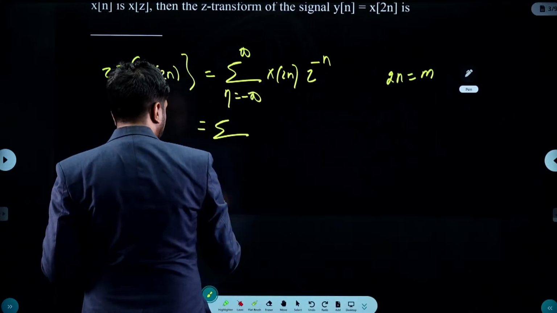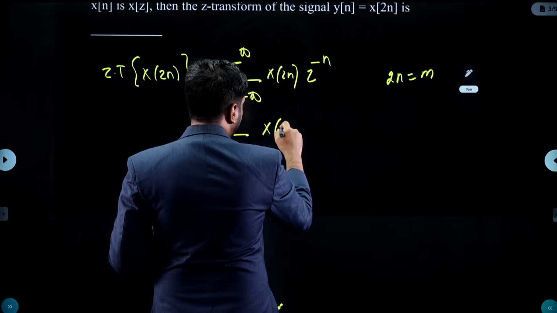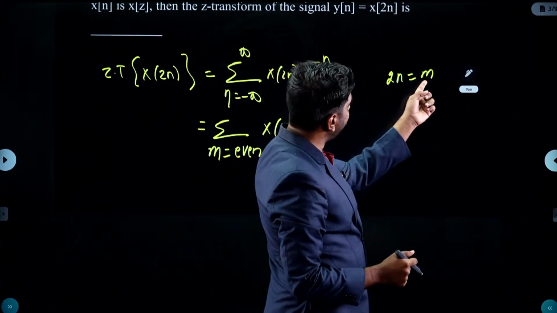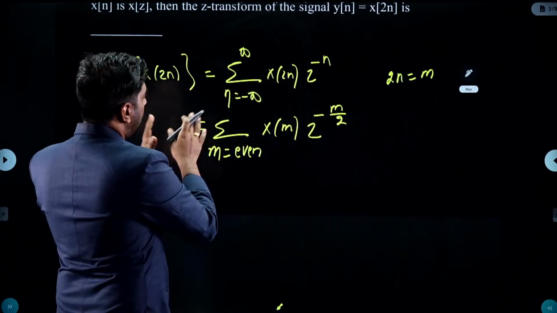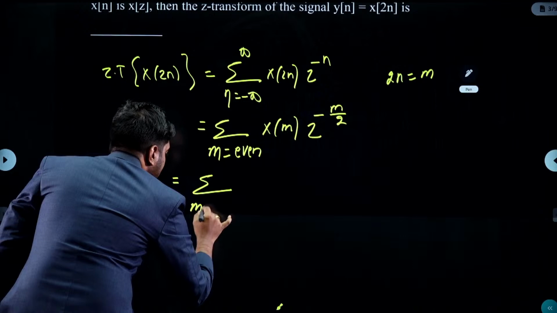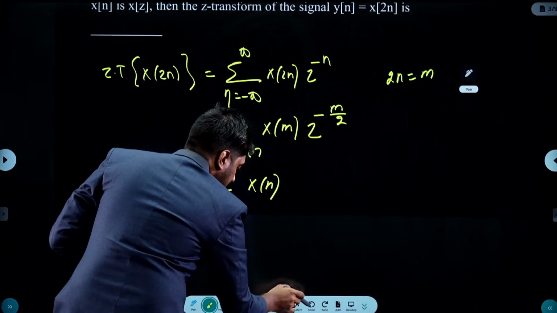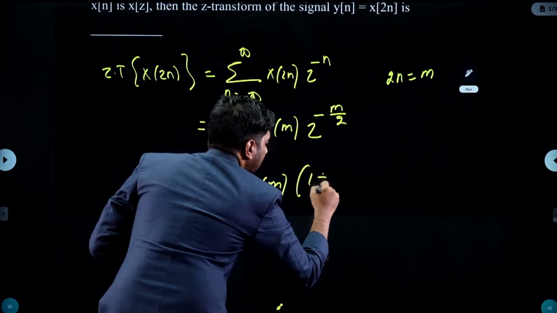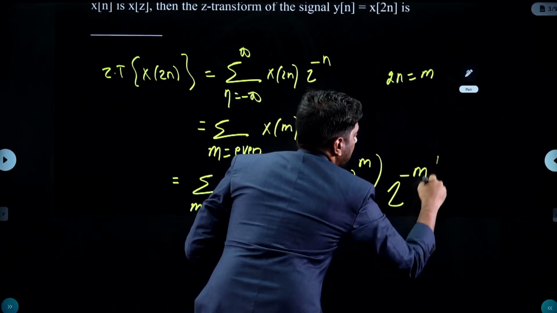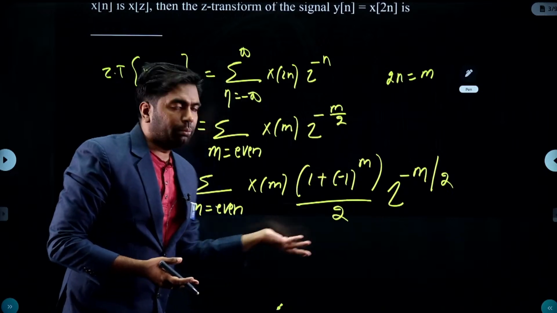It's a very good question, so let me solve it in a detailed way. Where m is an even number, you'll have x of m and then z power minus m by 2. Why is it m by 2? Because 2n is m, so the value of n would be m by 2. Now how do you simplify this? That's another important step. So m is even. Here comes x of m times 1 plus minus 1 whole power m, whole divided by 2, z power minus m by 2. This doesn't make any difference because when m is even, this is 1, this is also 1, and 1 plus 1 by 2 is anyway 1.